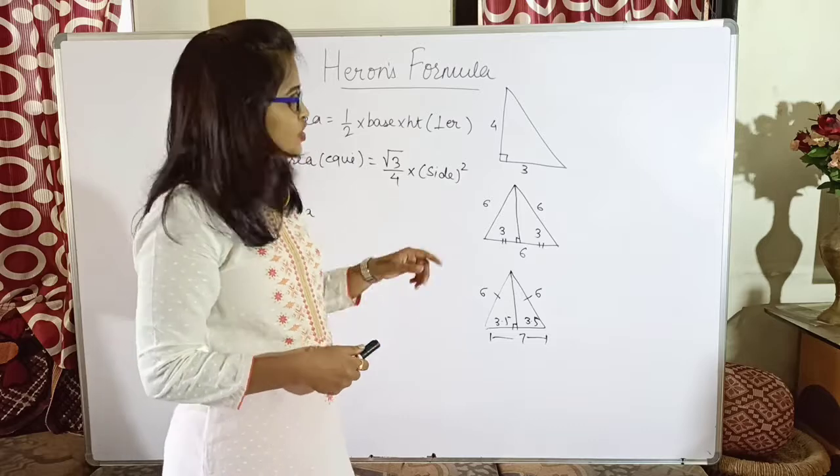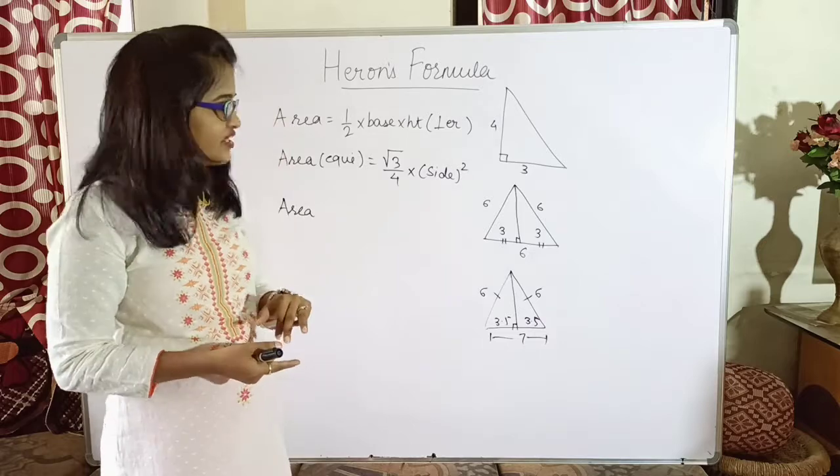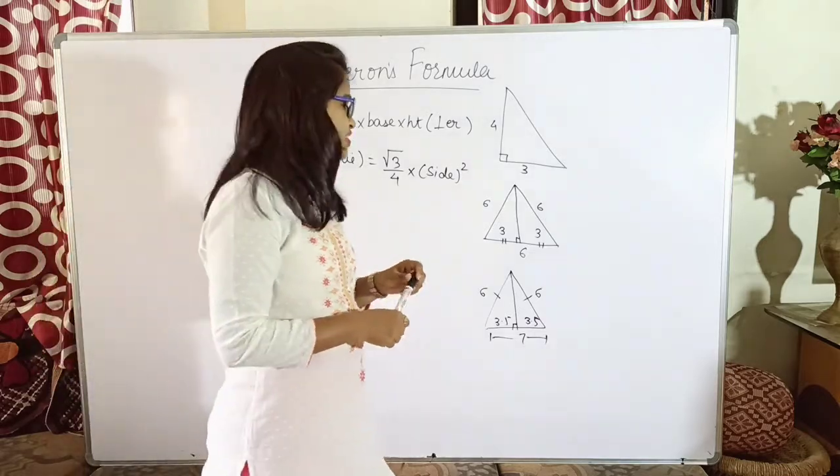And once I get the perpendicular height, I can put it in this formula and I can find the area of that triangle. So for a right angle triangle, I know how to find area. For an equilateral triangle, I know how to find area. For an isosceles also, I do know how to find area.